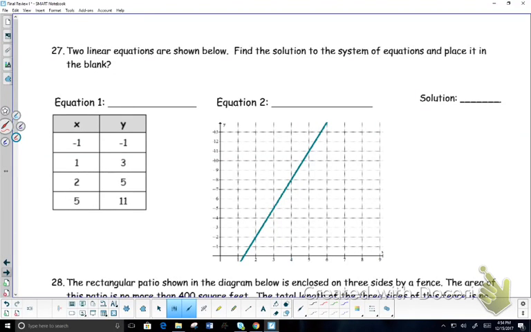Last page. Very, very excited. Only got two to go, but nope, now I've got to do Algebra 2.